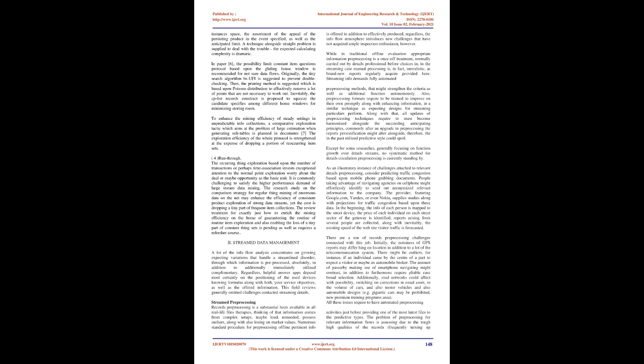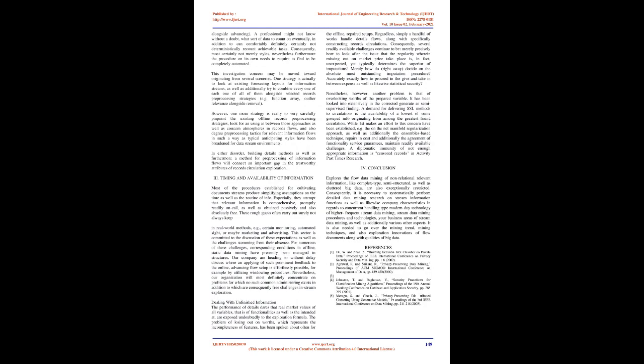There might be outliers, for instance, if an individual came by the center of a park to expect a visitor, or maybe an automobile broker. The number of passersby making use of smartphone navigation might vary, and would also require a flexible case-wide selection. Additionally, road networks could change with time, causing corrections in usual speeds, in the volume of cars, and also motor vehicles and vehicle designs, e.g. giant cars may be prohibited.